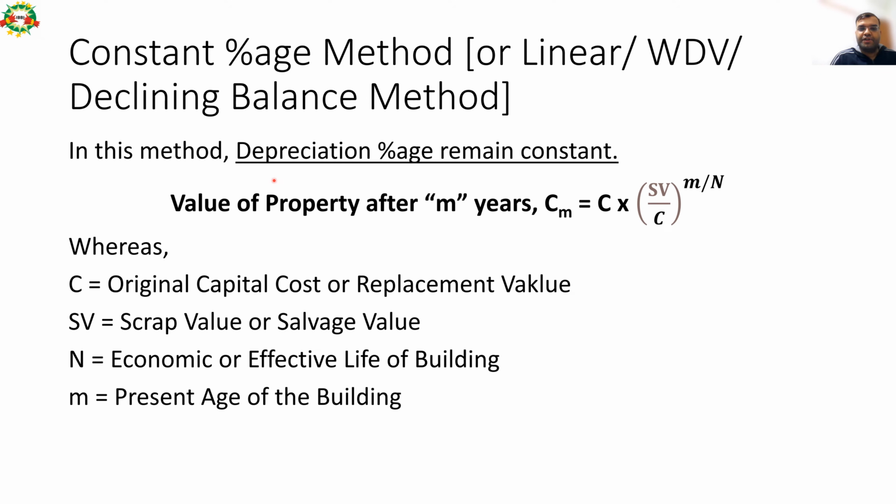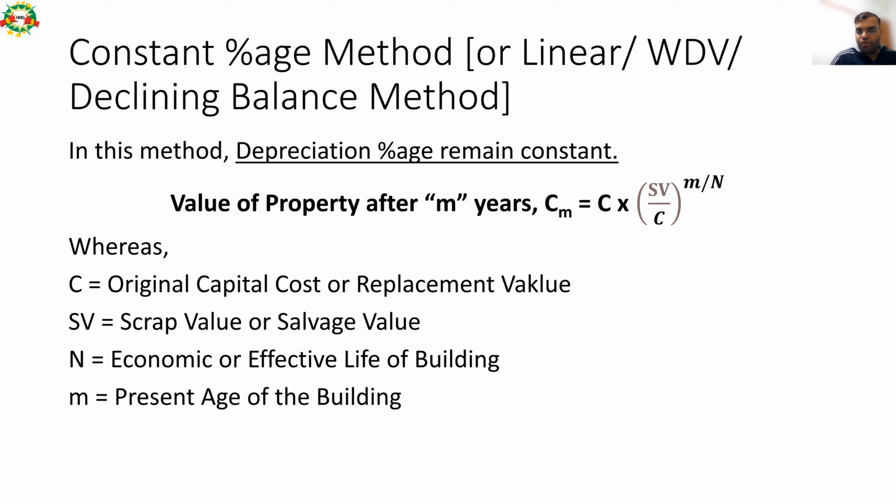In this method, the depreciation percentage remains constant. In the previous method, the depreciation in absolute terms was constant; however, in this method, the percentage depreciation remains constant. So the value of the property after M years, CM, is equal to C into (SV divided by C) raised to power M divided by N, where C is the replacement cost RCN, SV is the salvage or scrap value of the property, M is the present age of the building, and N is the total effective economic life of the building.